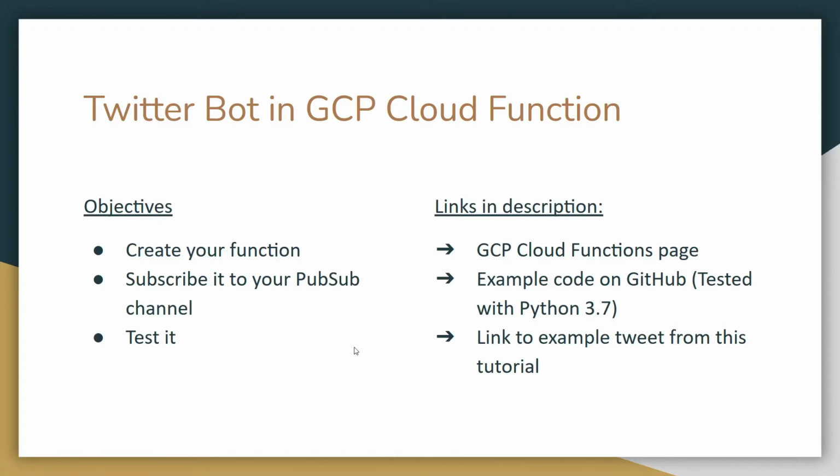In the description is a link to the Cloud Functions page, as well as a link to the example code used in this tutorial available on my GitHub. Bear in mind that it's been tested only with Python 3.7. As of this time, Python 3.8 produces some errors that I can't fix. There's also a link to the example tweet we will create in the description as well, so you can verify that everything's worked.